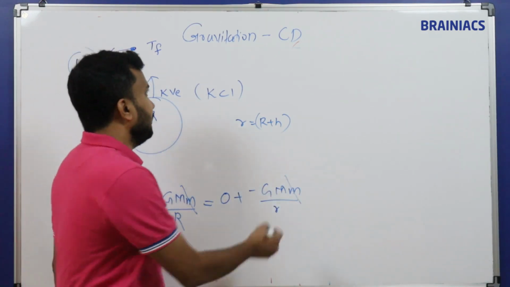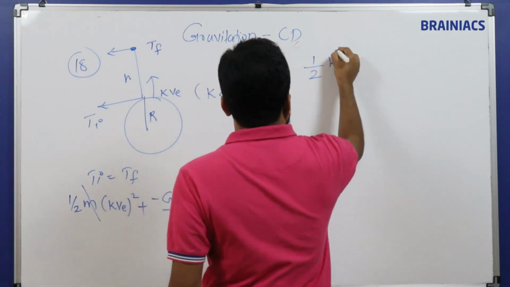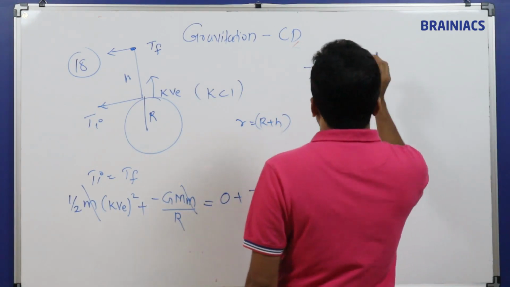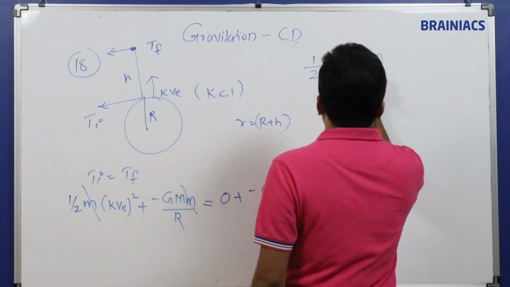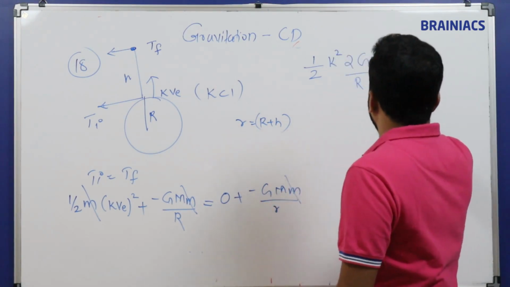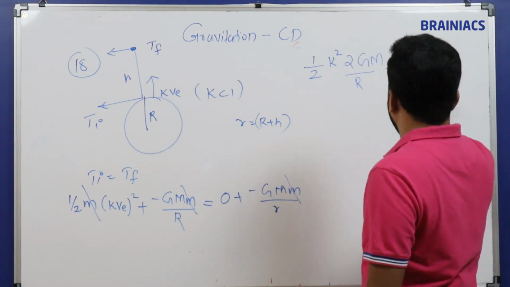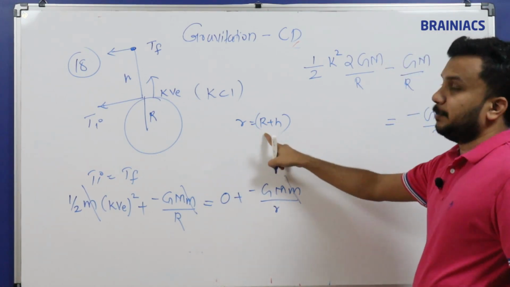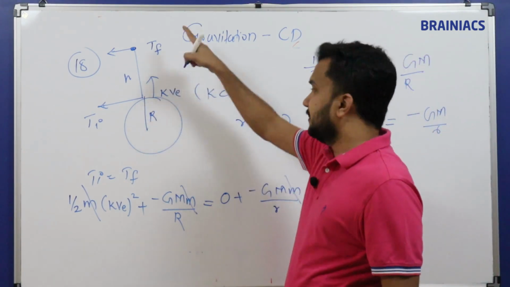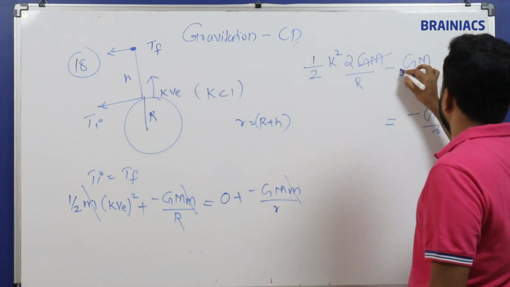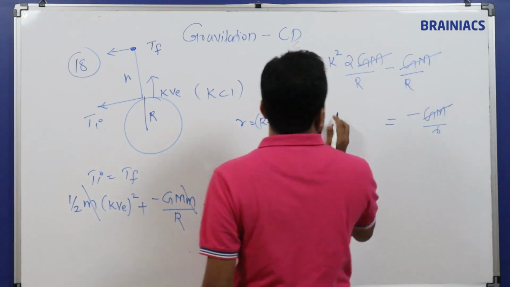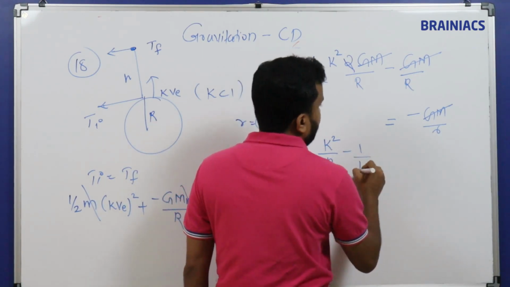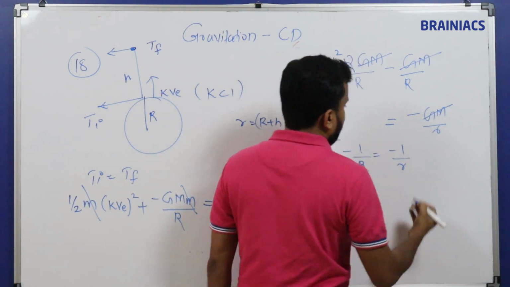So let's simplify this part. So 1 by 2 k square Ve square. Ve is escape velocity, and the formula for escape velocity is root of 2GM by R. So Ve square is 2GM by R, and it's minus GM divided by R, is equal to the right side, minus GM by small r. We know small r is R plus h because we have to find the distance from the center. So what will cancel? GM cancels. So what remains: 2 cancels. So k square by R minus 1 by R equals minus 1 by small r.